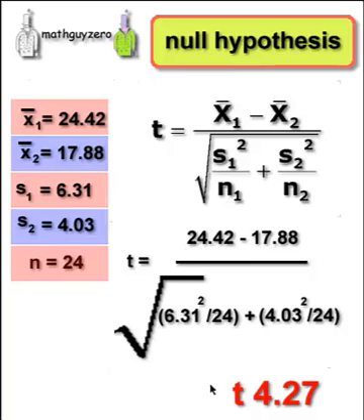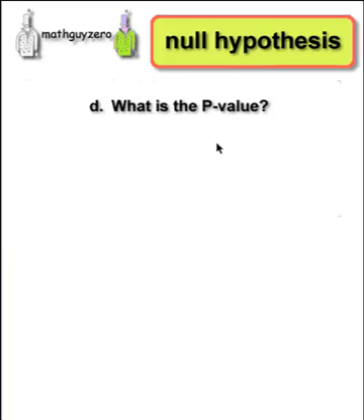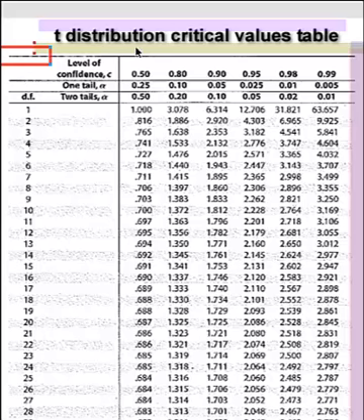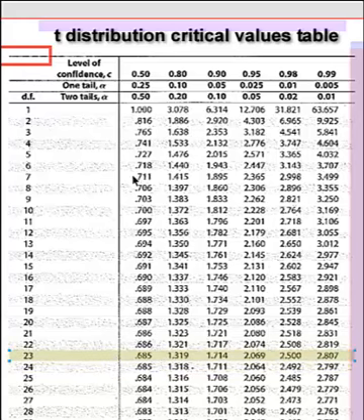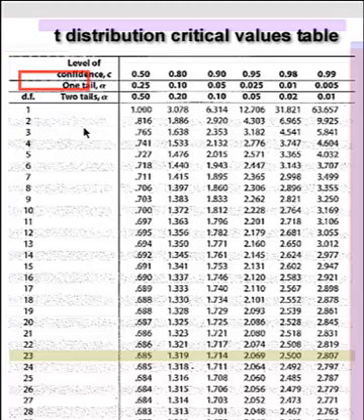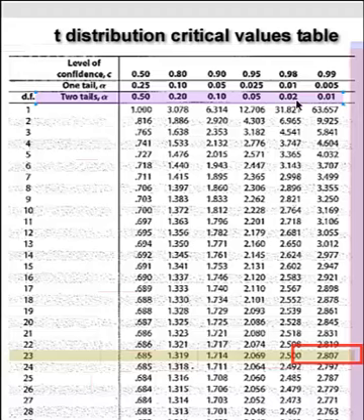So let's go ahead and find the p-value associated with 4.27. Let's look it up on our t-table. To use a t-table, you need the degrees of freedom. So we had 24 minus 1, 23. We're trying to figure out where 4.27 would fit on this row. And it's going to be way off the scale here. So it's going to be much, much less than 0.01. It's going to be way over here somewhere.